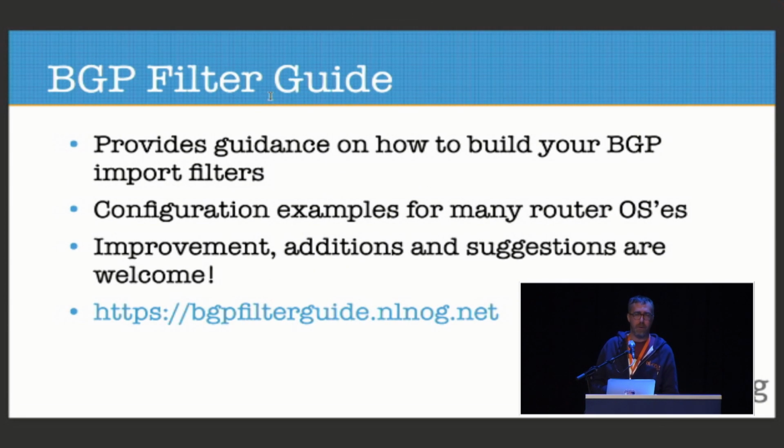Probably one of the less known things we do is the BGP Filter Guide. The BGP Filter Guide is basically a set of documents which help you build a pretty sane set of import filters for your BGP router. They're based on common knowledge, things you should take a look at. The useful thing is that we added configuration examples for many router OSs. So I think most of the popular router brands are covered by now. But if you have any additions, suggestions, or things you think are incorrect, feel free to let us know and we'll take a look at it.